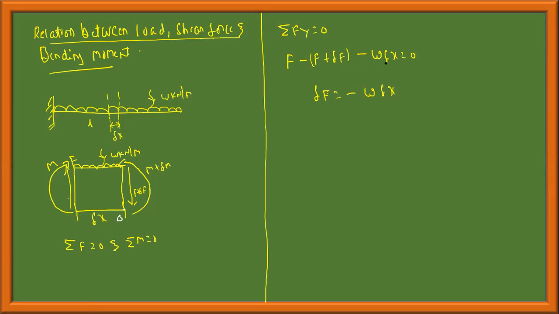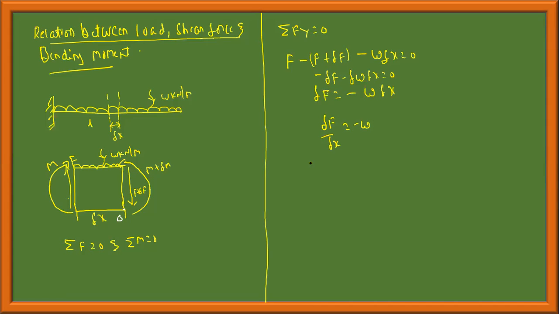So minus delta F minus W delta x is equal to 0, or delta F is equal to minus W delta x. Now I can write this as delta F by delta x is equal to minus W.